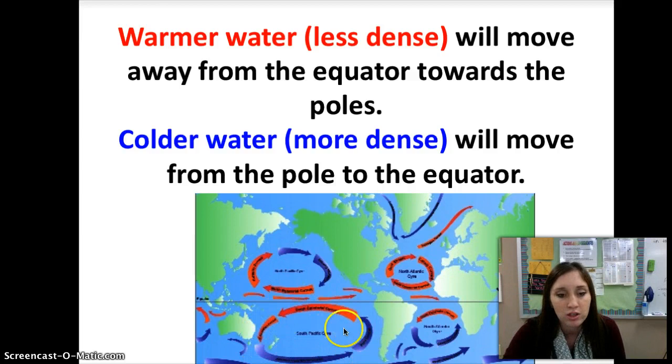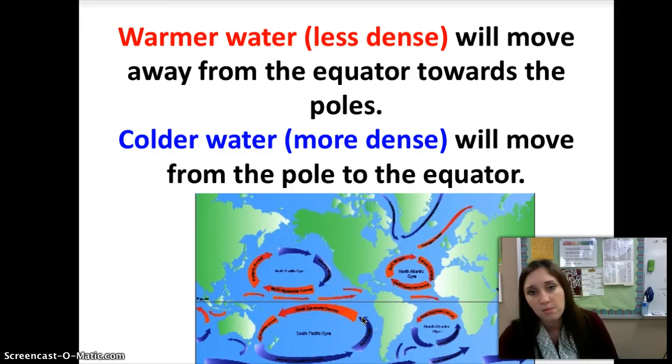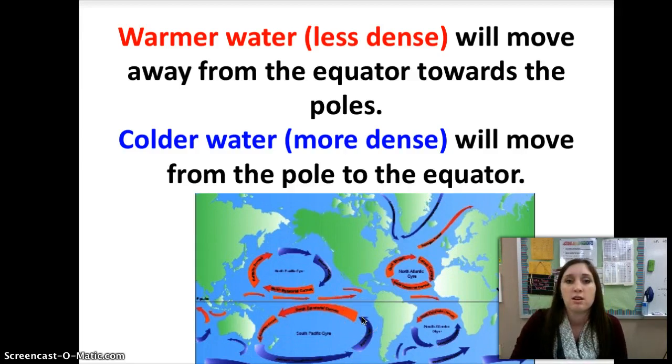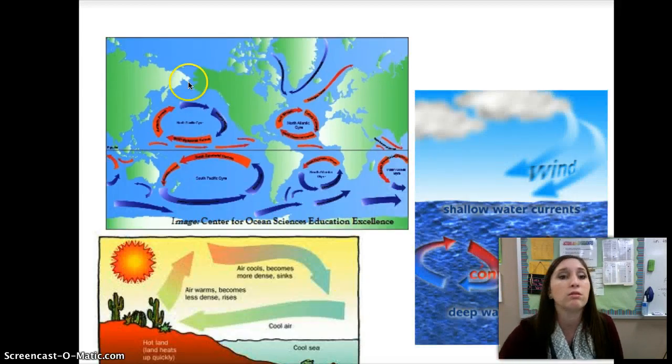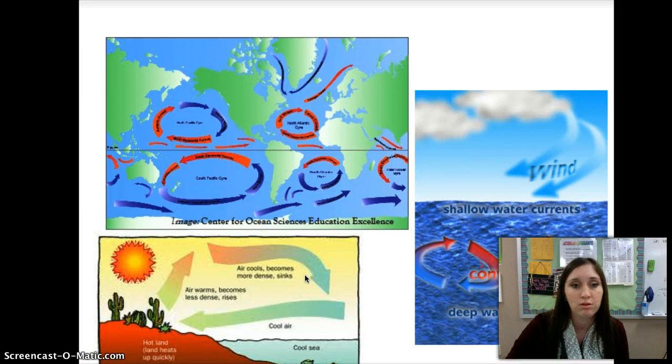So this is our convection current, and it's driven, again, by the unequal heating from the sun. These are more pictures, right? So don't forget, it also happens in the atmosphere, not just in the ocean. So it's going to happen in both.